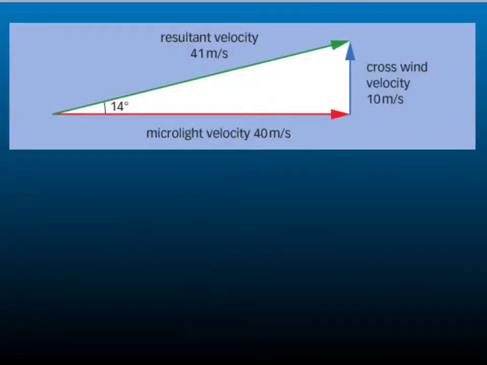This is an example of a calculation where you have two vector quantities, but they are at right angles to each other. Imagine we've got a microlight that's flying with a velocity of 40 meters per second to the east. And then there's a crosswind with a velocity of 10 meters per second that's going north. Now that wind is going to have an effect on the microlight's flight.